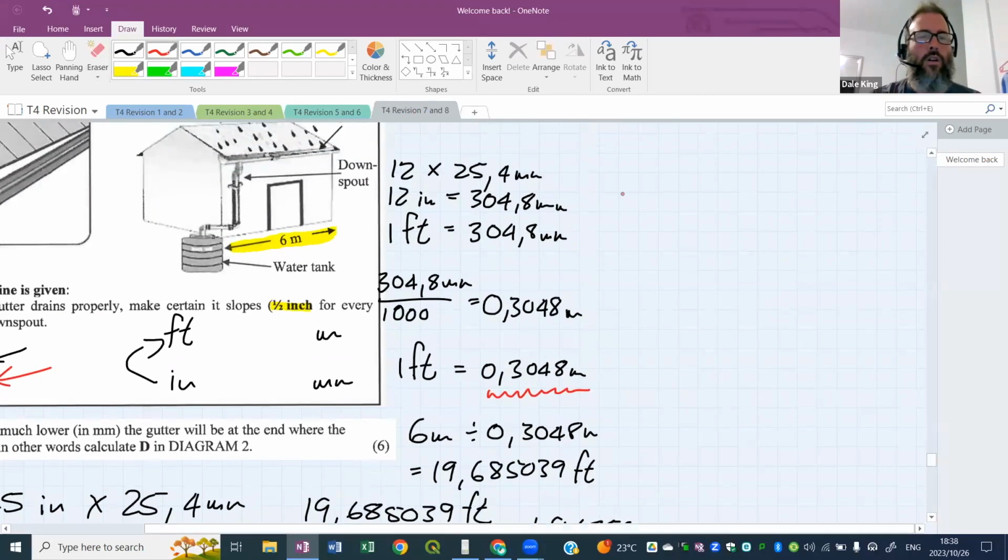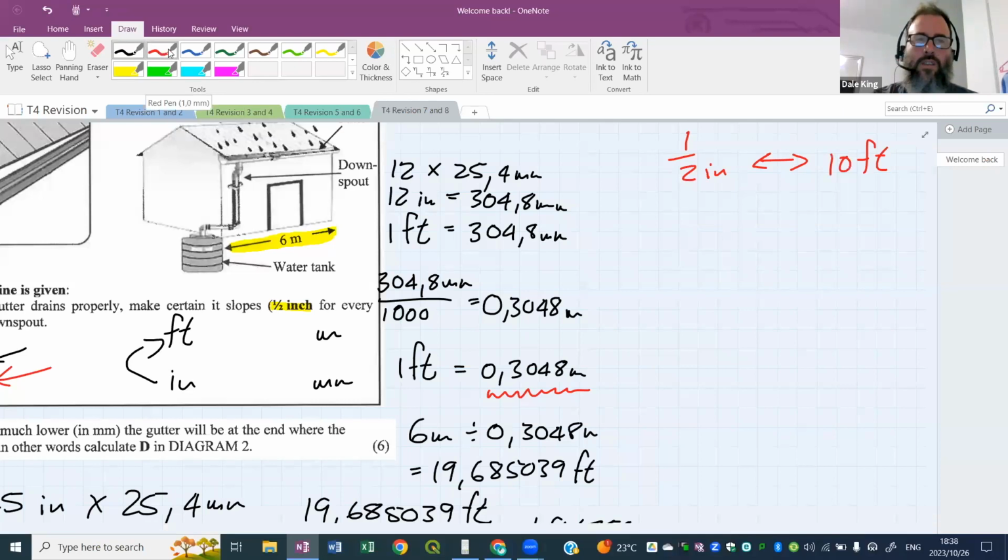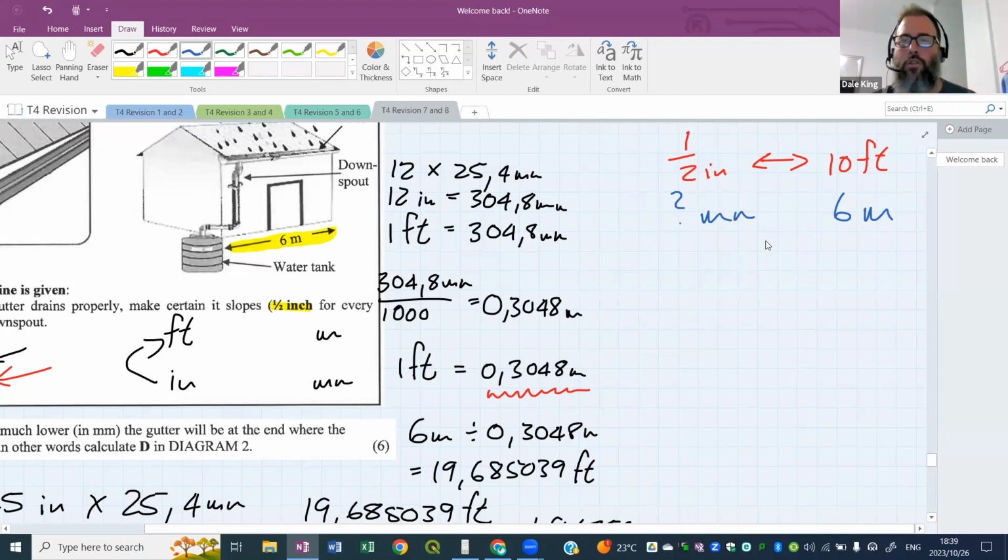Okay, so we've got a half inch for every 10 feet. That's what we need to use, and we've got not feet, we've got meters over here, and we want to work in millimeters. So we've got 2 imperial units, inches and feet, that we're going to have to convert eventually into metric ones. Just picture that in your mind.